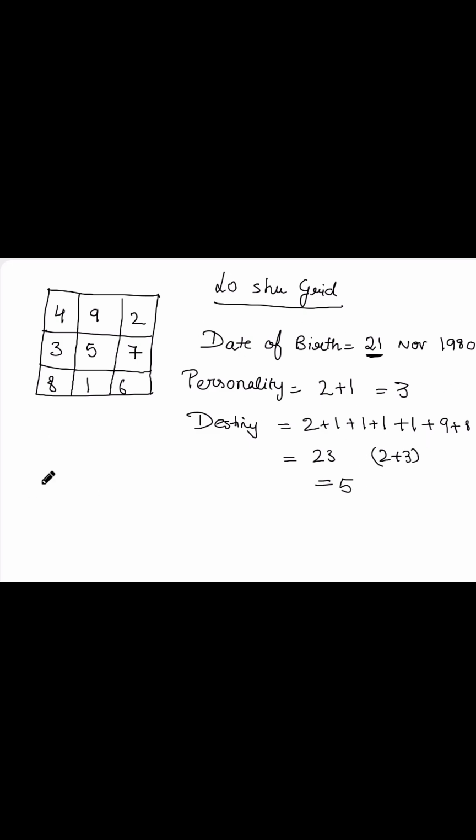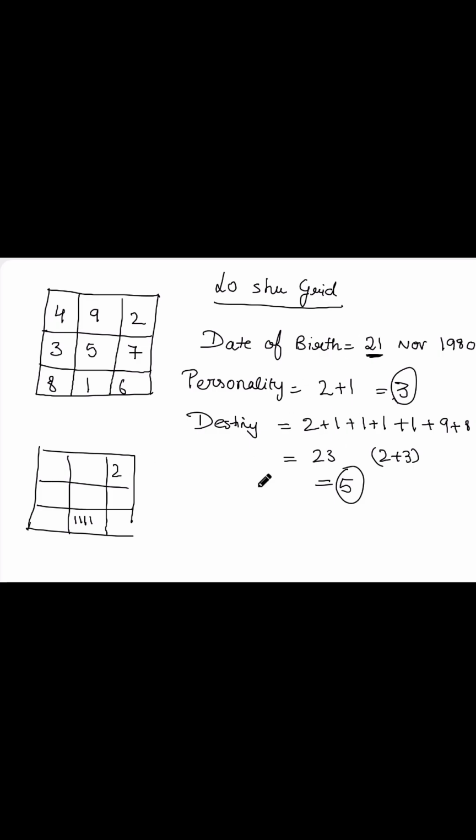For this particular person, how we make the Lo Shu Grid is as follows. We got the personality number 3 and the destiny number 5. And whatever numbers we have in the date of birth, we would write first. How many 1s do we have? 1, 2, 3, 4. There are 4 ones, right? We will write 1 four times here. We have 2 also, coming once only, so we'll write 2 once. 9 is coming once, we will write 9. 8 is coming once, we will write 8.